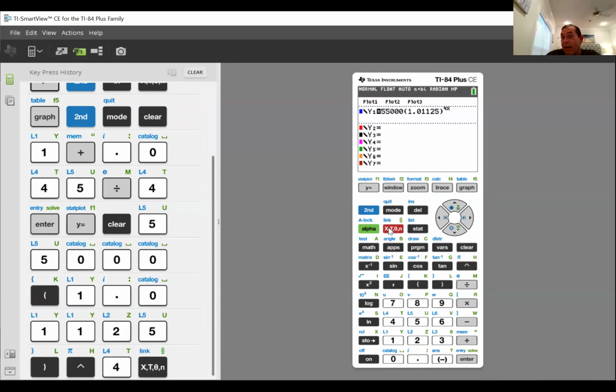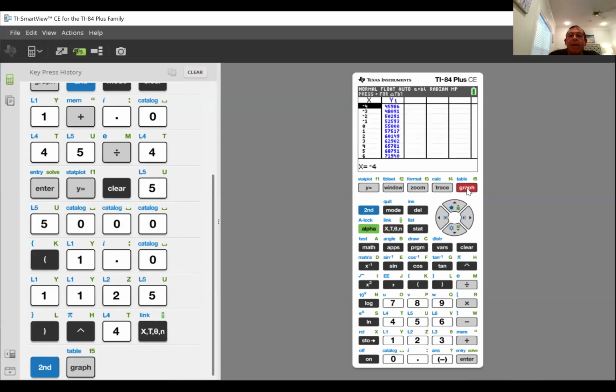Now, I've got my graph in there, what I want to graph, and I don't even care what the graph looks like. I'm going to go to the table by hitting second graph. And I'm going to start my table at that 0 up here. So when x is 0 or t is 0, look at that. I got $55,000. Well, that makes sense. If I invest $55,000 and no time has passed, I got $55,000.